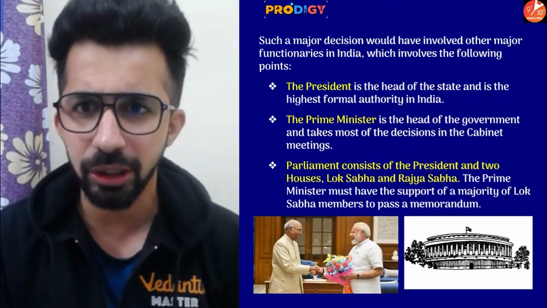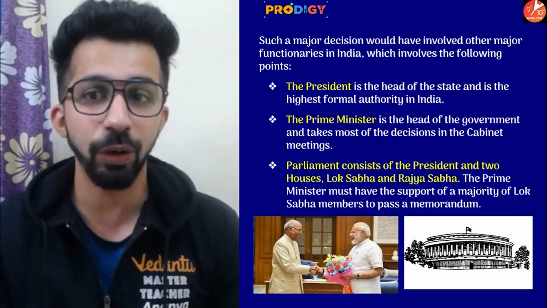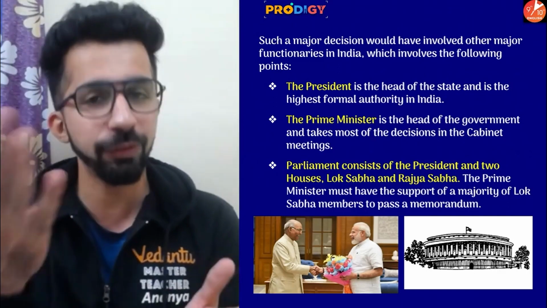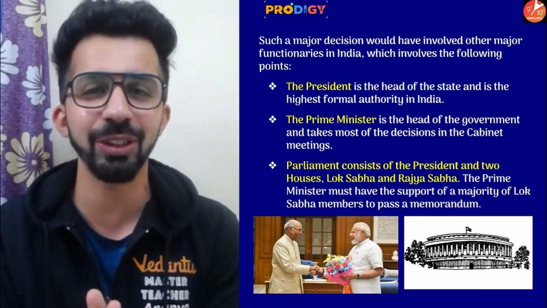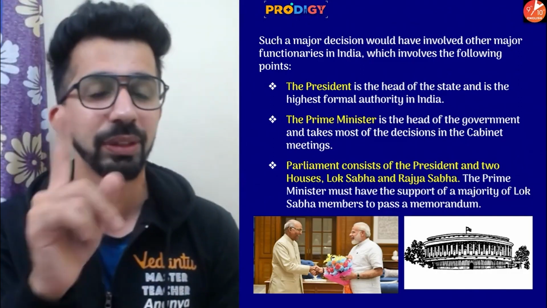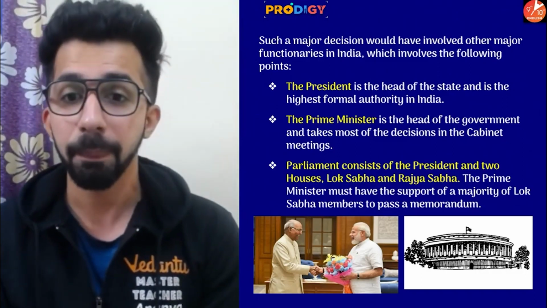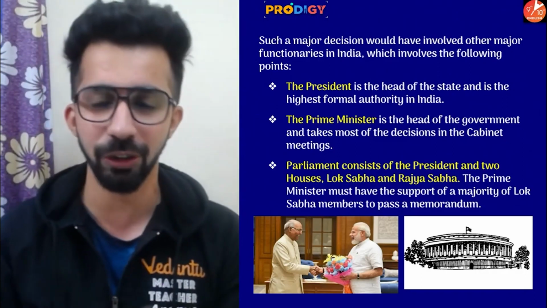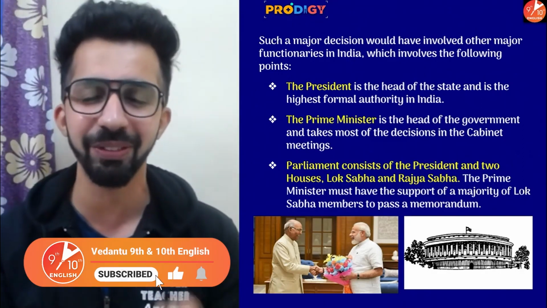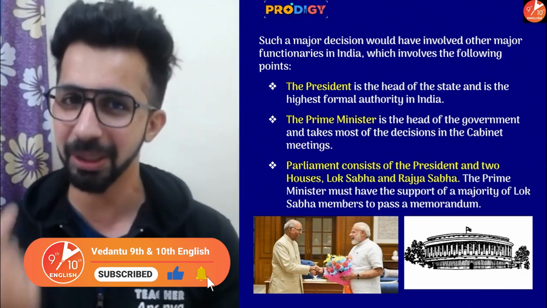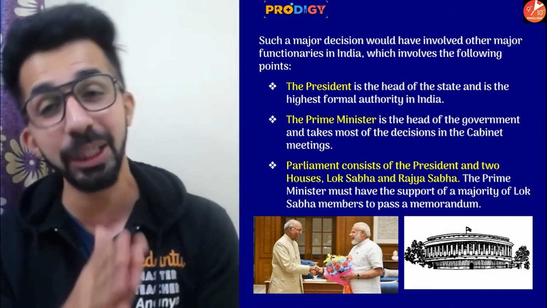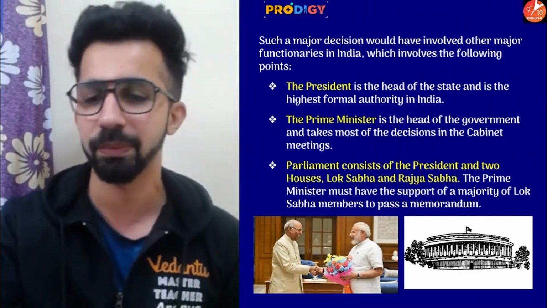Yes, such a major decision would have involved other major functionaries in India, obviously, and there were many people who were involved in taking these decisions. All right. So, like for example, the president. Now, guys, as we know, the president is the nominal head of the state. Okay. The actual executive power lies with the prime minister. Yes. Parliament, which is in New Delhi, consists of president and two houses, Lok Sabha and Rajya Sabha. I hope you people are aware about the difference between Lok Sabha and Rajya Sabha. In Lok Sabha, the representatives are directly elected by the people, and in Rajya Sabha, the representatives are indirectly elected by the people.